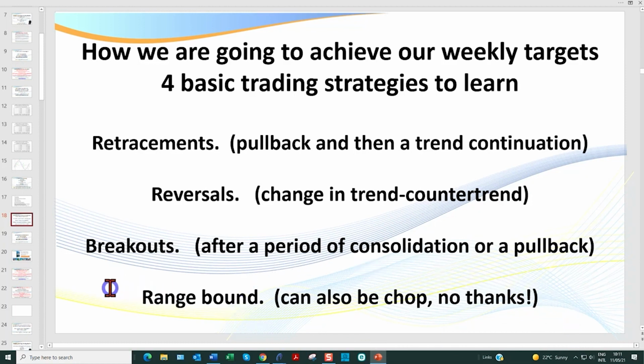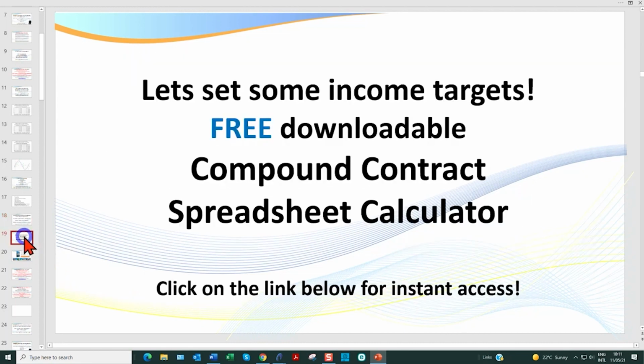And then you've got range bound, which I really want to avoid. I really don't like scalping for a couple of ticks. Generally speaking, I like to stay away from chop.